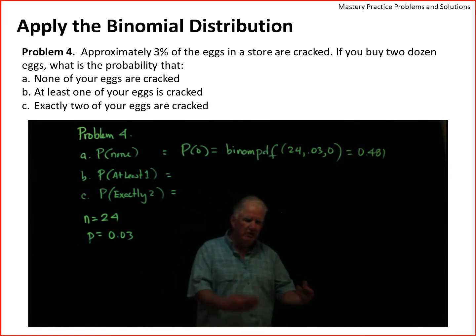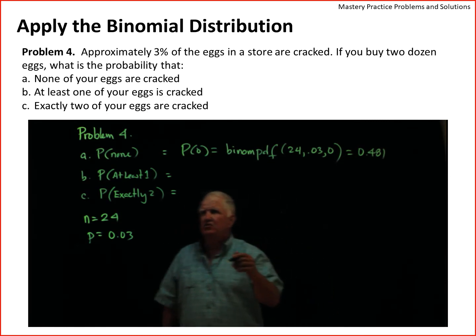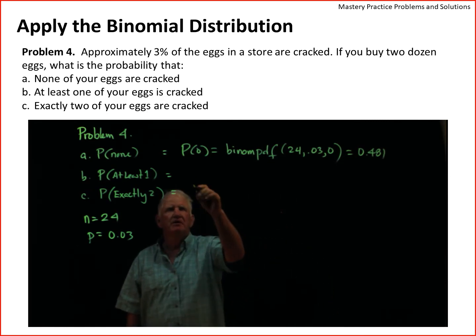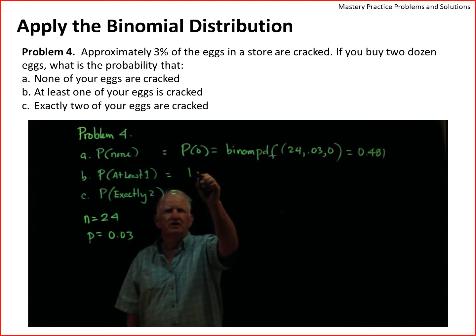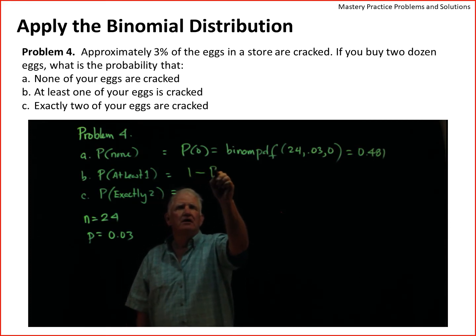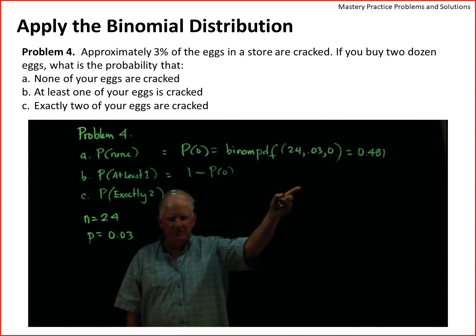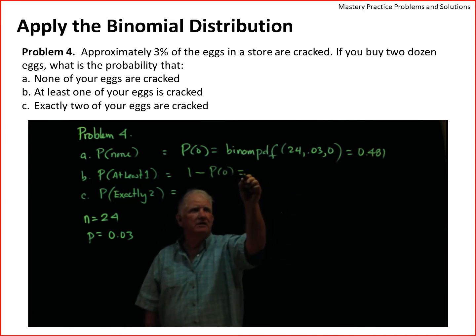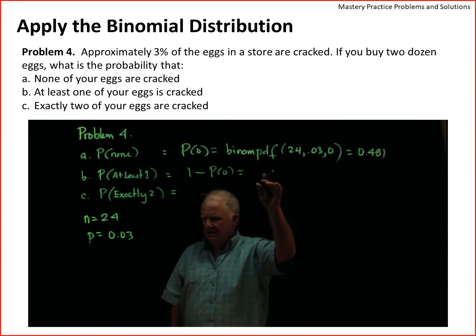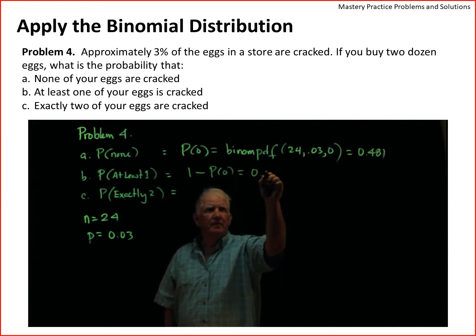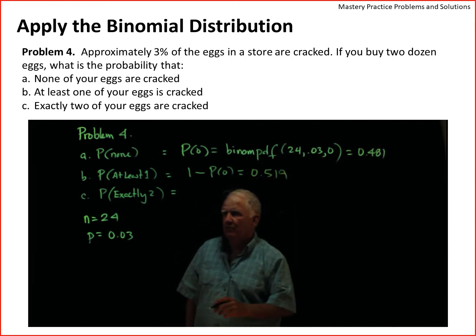At least one, we've done this a couple of times now, at least one is the complement of none. And so we're going to say that this is equal to 1 minus P0. And P0 is 0.481. That makes this probability 0.59.